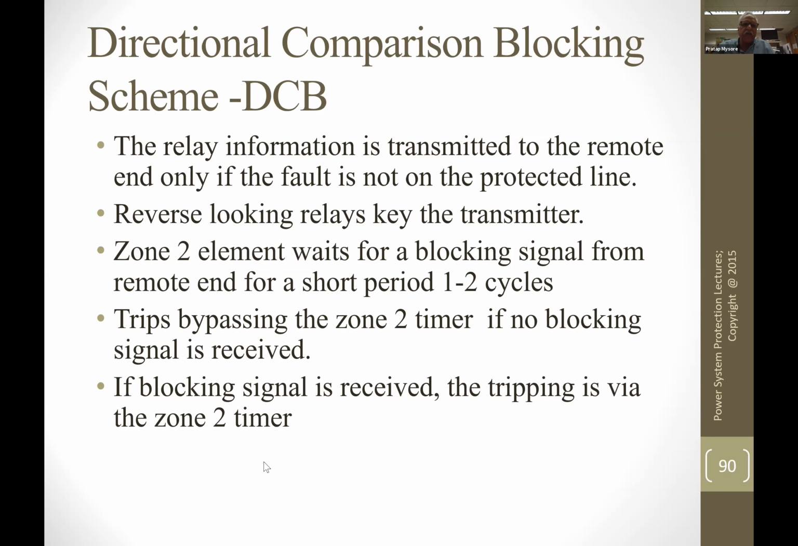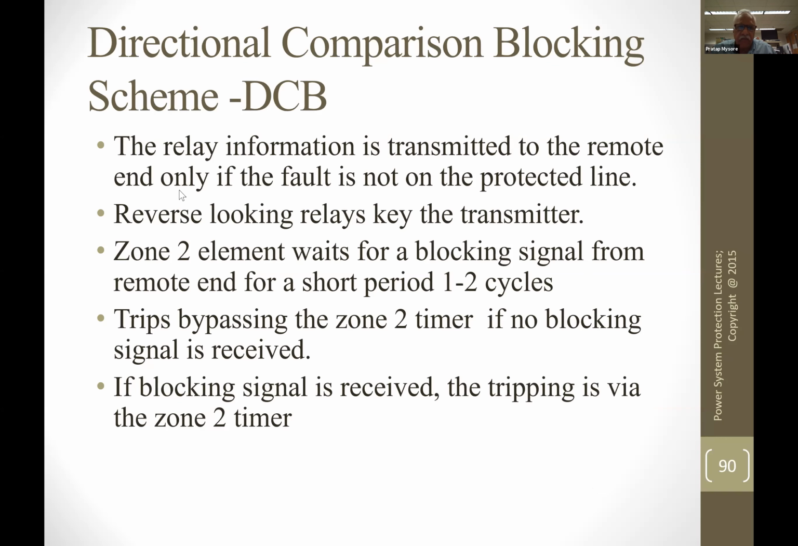So now in this directional comparison blocking scheme, we are trying. There is one more question. Let us see what it is. Yeah, it's the same. Okay.